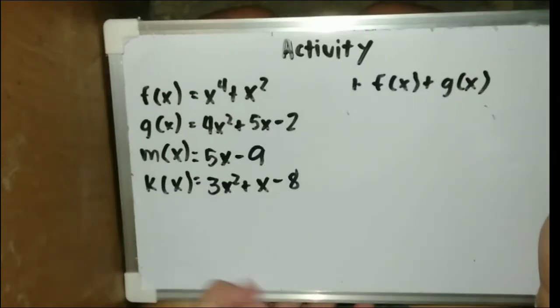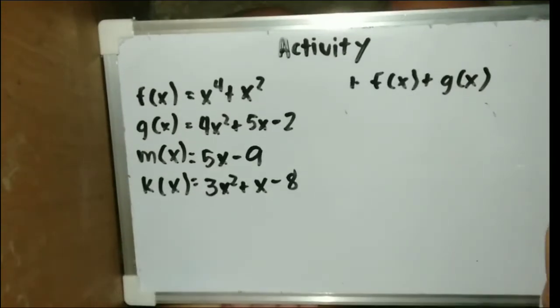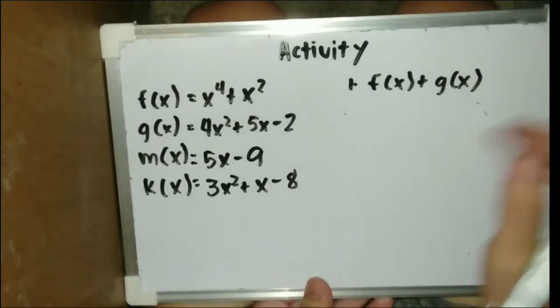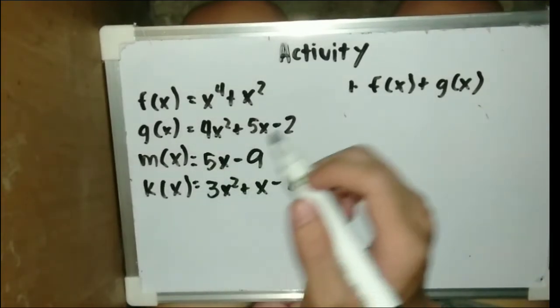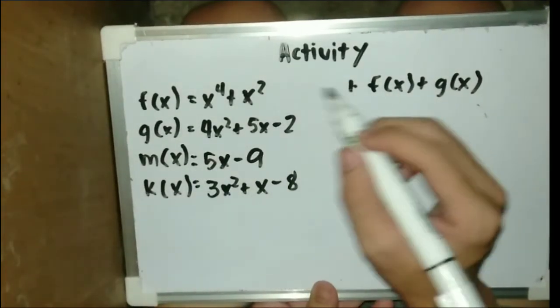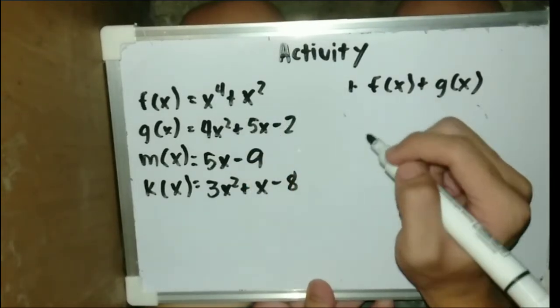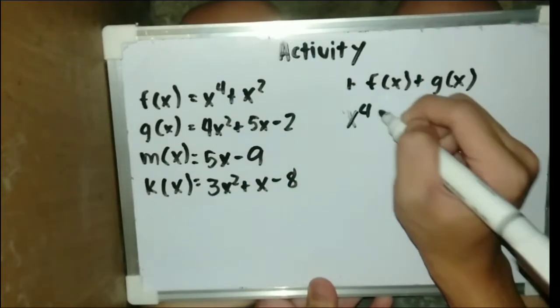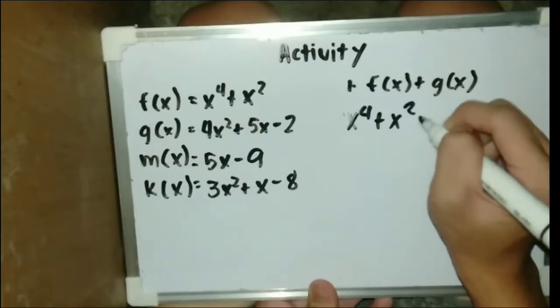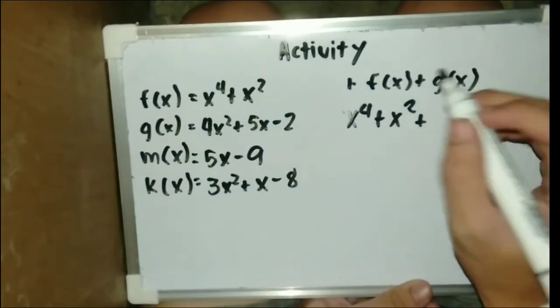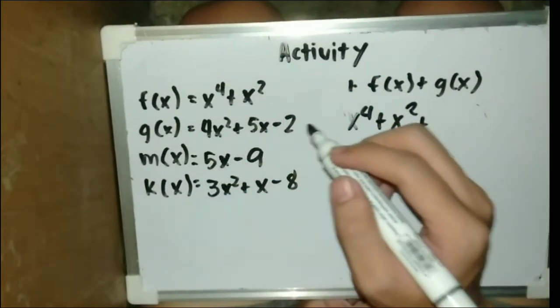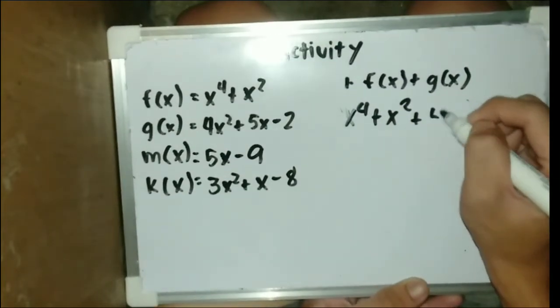Time's up. So, let's solve for our question number 1. So, since may given na tayo dito sa gilid, isa-substitute na lang natin. F of x is equals to x raised to the 4th power plus x squared. Plus g of x is equals to 4x squared plus 5x minus 2.